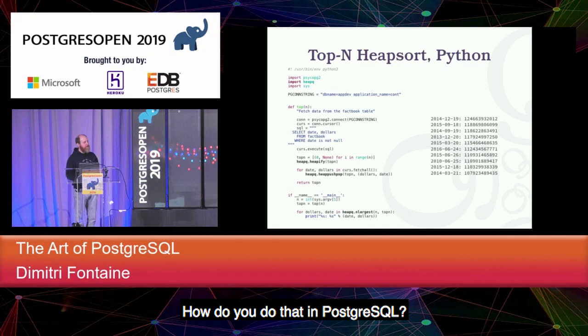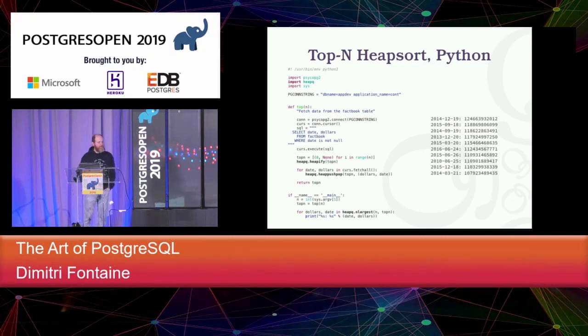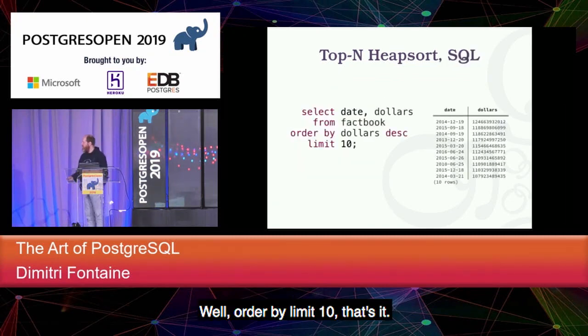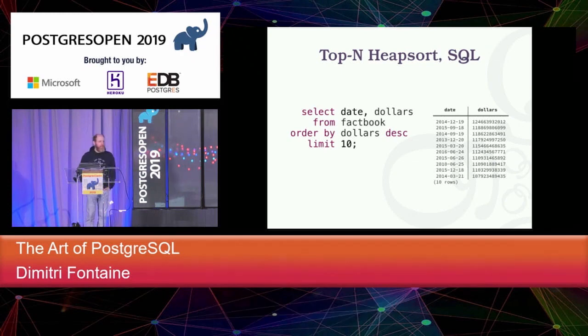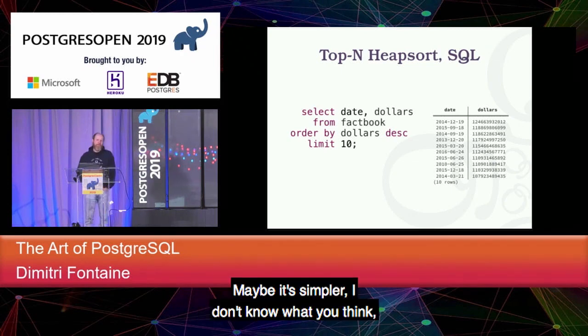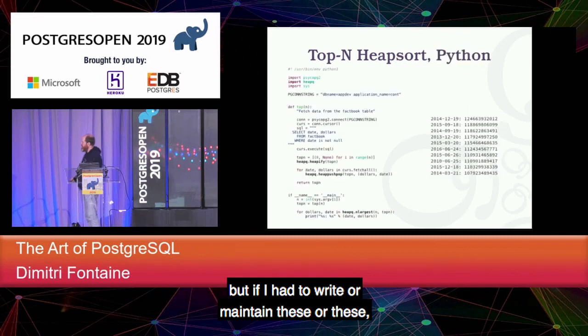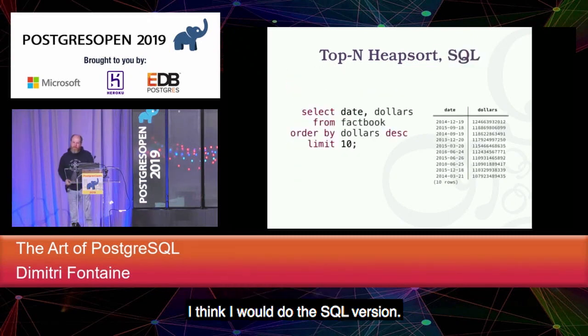How do you do that in Postgres? Well, ORDER BY LIMIT 10, that's it. Maybe it's simpler, I don't know. I don't know what you think, but if I had to write and maintain this or this, I think I would do the SQL version.